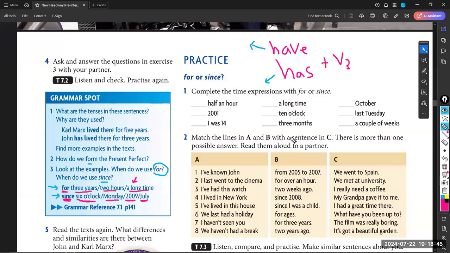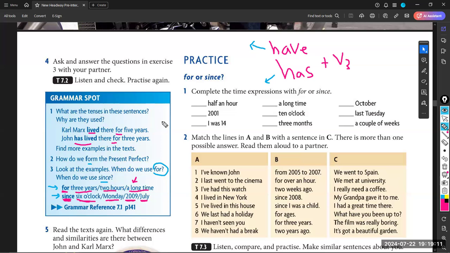Can I use "for" in the simple past? Absolutely. "For" can be used for simple past and simple present. Take a look at this example, Ryan. Karl Marx lived, simple past, for 5 years, and John has lived there for 3 years. So I can use "for" with simple past and present perfect.